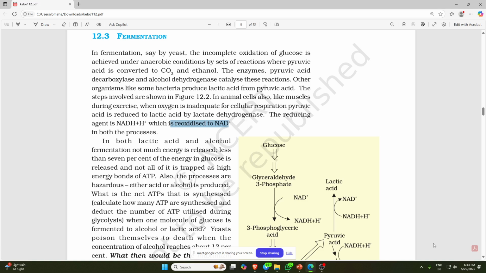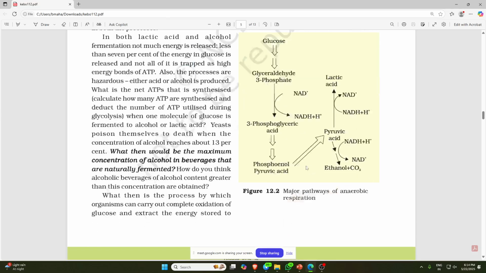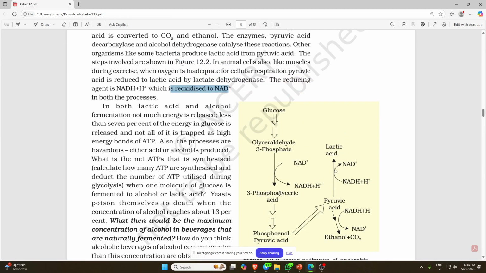The reducing agent here is NADH plus H plus, which reoxidizes to NAD plus. So what happens over here? Sometimes if you see sprinters or players who are continuously running, due to the shortage of oxygen the pyruvic acid is not completely oxidized. Due to incomplete oxidation, lactic acid is formed, and lactic acid generally causes muscle cramps in athletes. This happens by the enzyme lactic acid dehydrogenase.